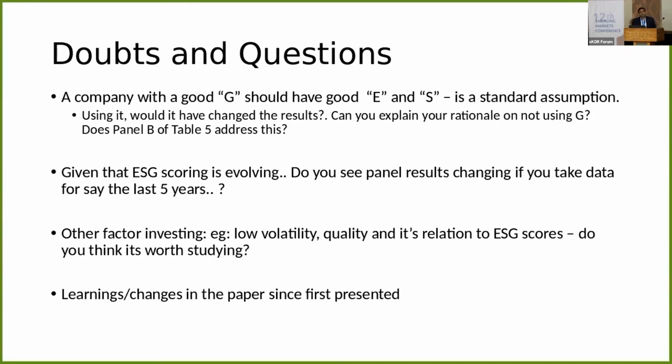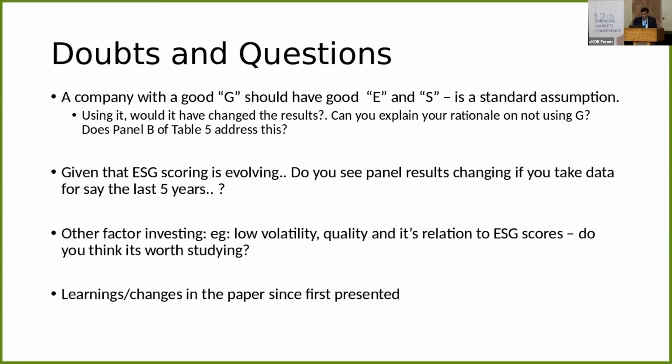If you look at the traditional 3-factor, 4-factor investing approach, if you look at stuff like, say, low volatility or quality as a factor of investing, and its correlation to an ESG score, do you think it's worth studying whether a particular factor, say quality, and the ESG score are correlated, and does that have bearing on stock returns and then risk? And my final question to you is, did you have any learnings and changes in the paper since you first presented? Because I saw your paper was presented at the Leeds conference also. Has there been any changes? Has there been learnings? And if you can share that with us.